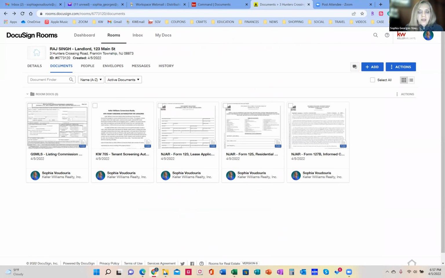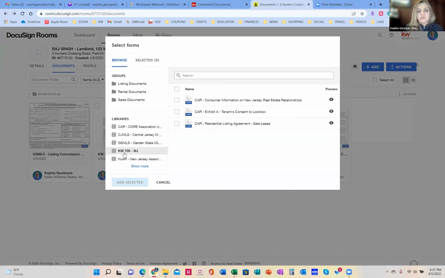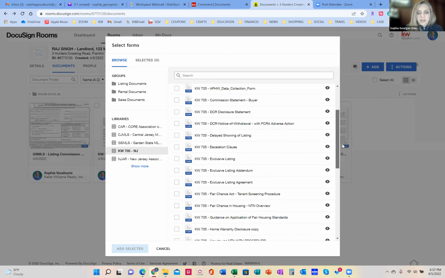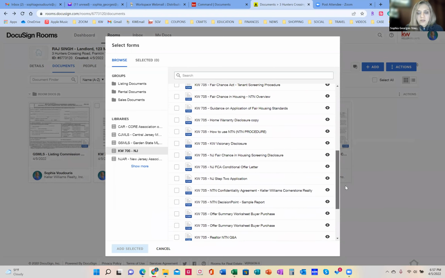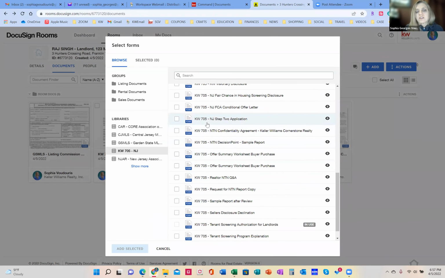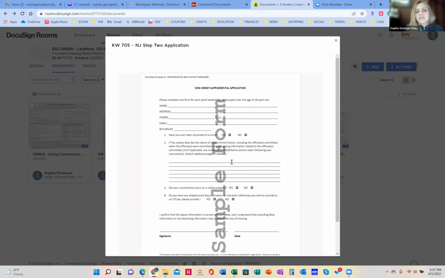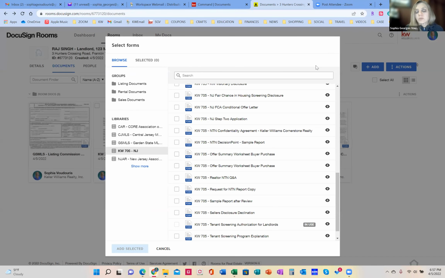Okay, on the NTN docs, you're going to find under the Keller Williams, the KW 705 folder, where all the new NTNs are located. You just have to scroll down and find them, like the NJ 2 New Jersey step 2 application. You can view it and see what that is. They're going to say sample on it, which is for legal purposes, they told me at NTN, because they always put sample. So that's okay that it says that.